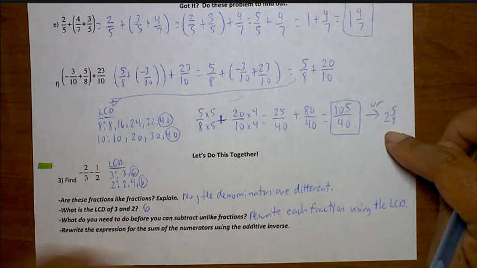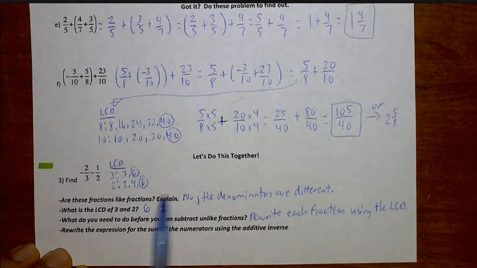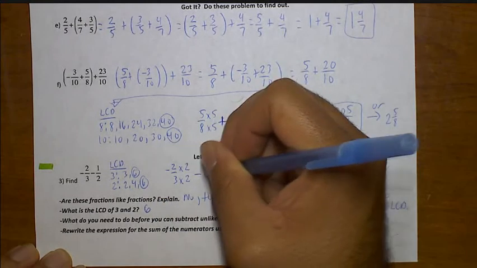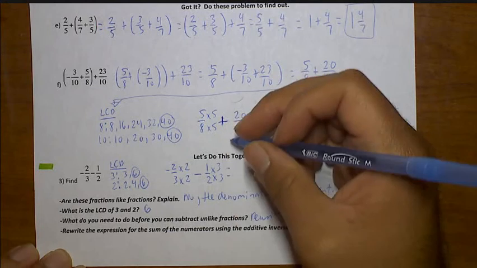So additive inverse means to add the opposite. So if I have negative 4 minus 3, I add the opposite by changing subtraction to addition and taking the opposite of positive 3 and making it negative 3. So that's rewriting it using the additive inverse.